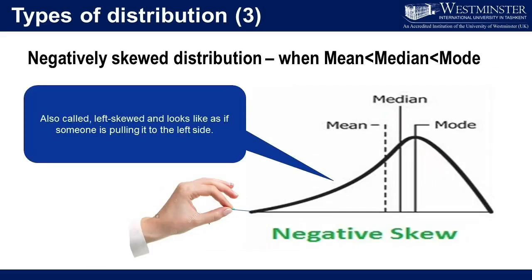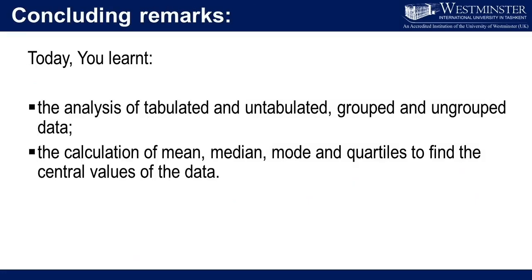And the next one is negatively skewed distribution. In this case, mean is the lowest, while median is in the middle, and the mode is the largest. It's also called left skewed distribution and looks as if someone is pulling it to the left side. In this episode, you learned about the measures of location like mean, median, mode, lower and upper quartiles. You also learned how to calculate mean, median, mode for different structural data, for tabulated, untabulated, grouped and ungrouped data.